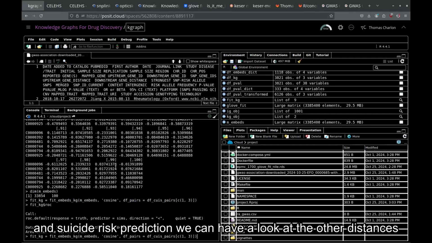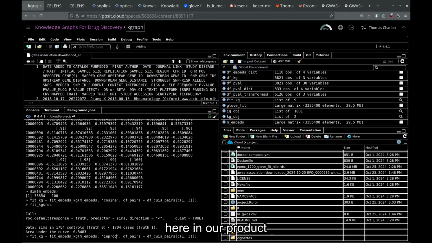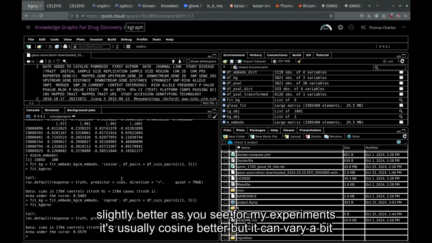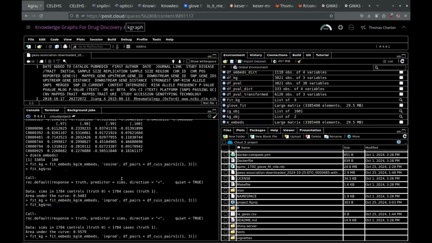We can have a look at the other distances here in the product. Slightly better AUC. From my experiments, it's usually cosine that is better, but it can vary a bit.